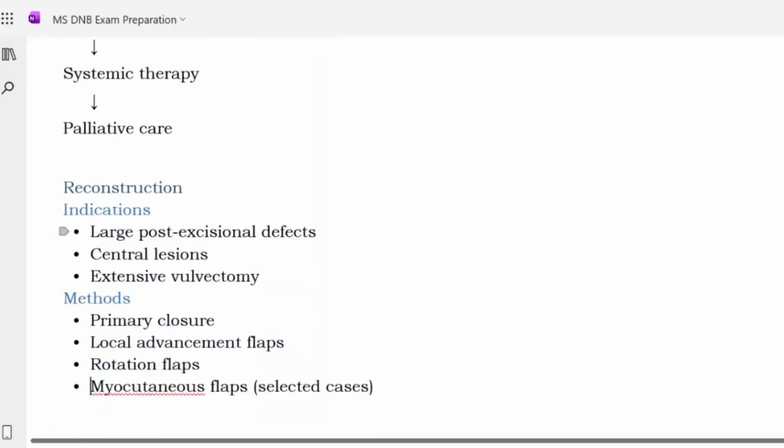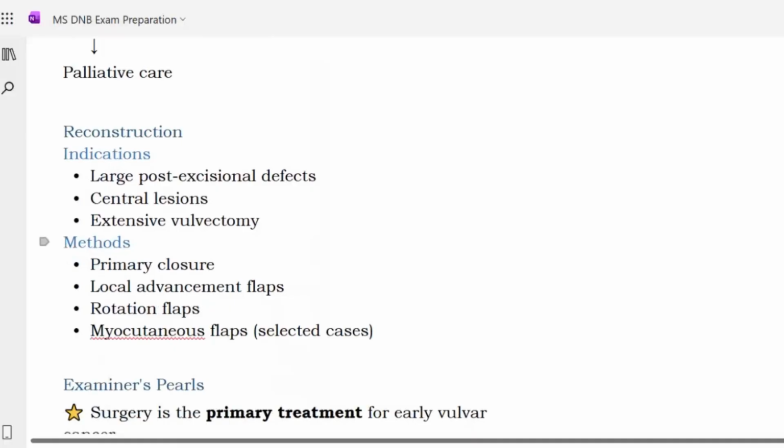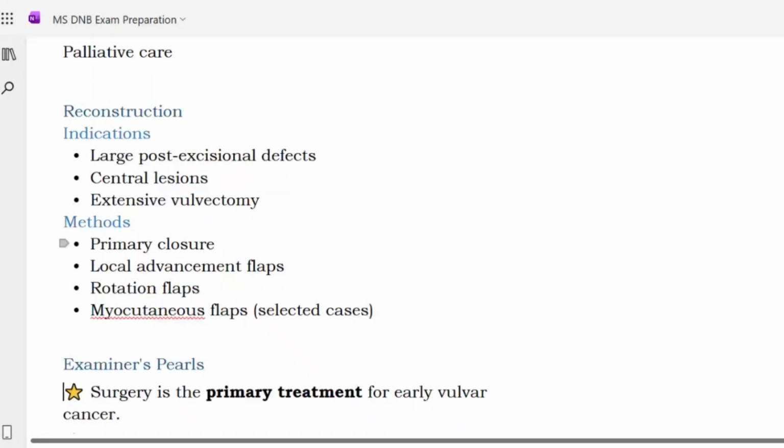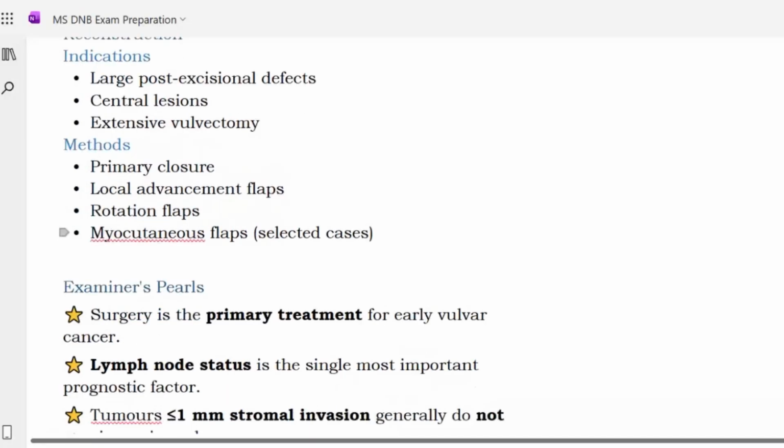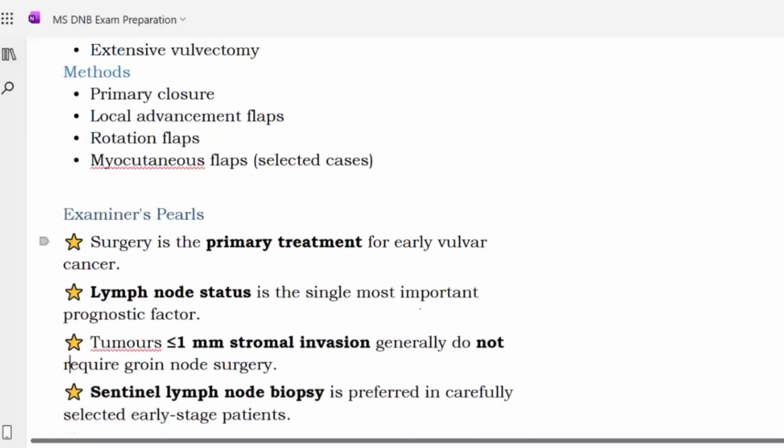Okay. So reconstruction is required if you go ahead with the radical vulvectomy. So indications are large post-excisional defect, central lesions, and extensive vulvectomy. If it is done, you will have to go ahead with the reconstruction. Method, it may be primary closure or local advancement flaps or rotation flaps or myocutaneous flaps. You just should remember just names, that is more than sufficient.